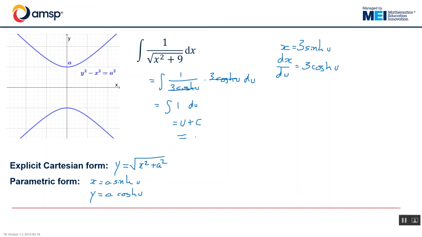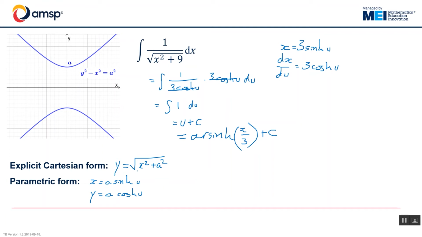or arc sine of x over 3 plus c, which again should correspond with what you get for the standard technique for integrating functions of the form 1 over the square root of x squared plus a squared.